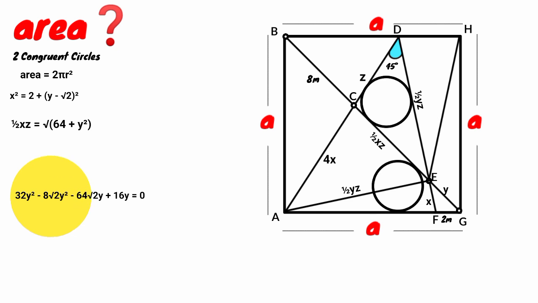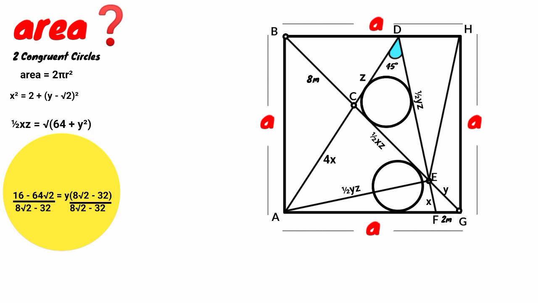Bring these to the right. 8 root 2y squared minus 32y squared, we can factor out y squared. Here too, we can factor out y. This y squared divided by this is y. Divide both sides of the equation by 8 root 2 minus 32. We'll get y equal to 16 minus 64 root 2 all over 8 root 2 minus 32.